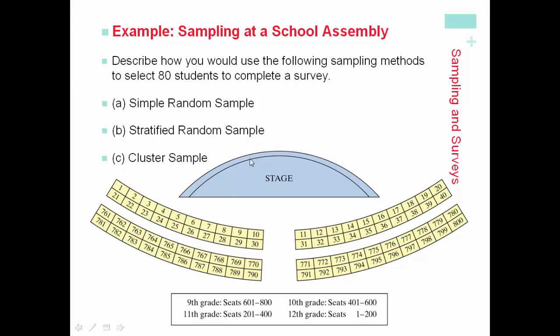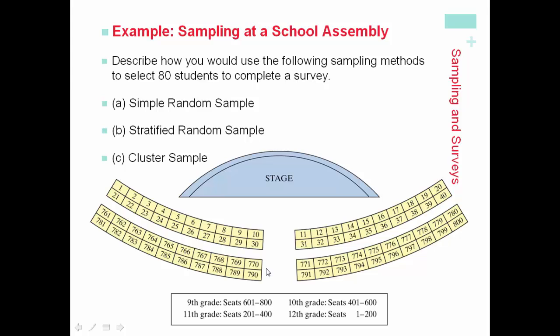Stratified random sample. So stratified random sample, real simple. I would go by each grade level. Notice that the grade levels are listed in the different seats. So each strata is a grade level. Since I need 80, I would select 20 at random within each seating area. Each of the areas again represent a set of students by grade level.